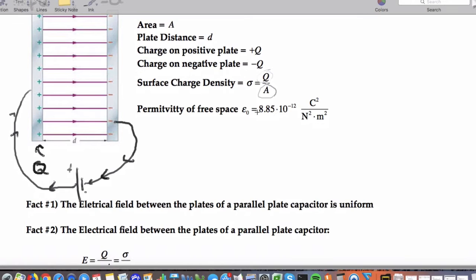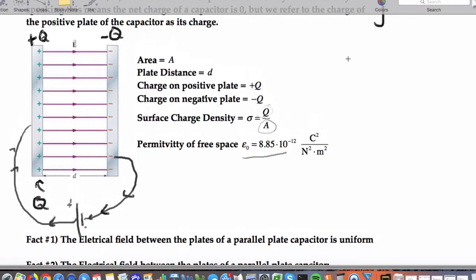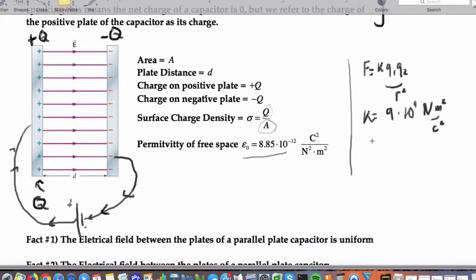And this is a number that we actually used last year very briefly. So a quick review. We talked about the electrical force between two charges as being K Q1 Q2 over R squared last year. And K has a value of 9 times 10 to the 9th newton meter squared over coulomb squared. We also talked about the fact that K itself can be rewritten as a constant, 1 over 4 pi epsilon naught.